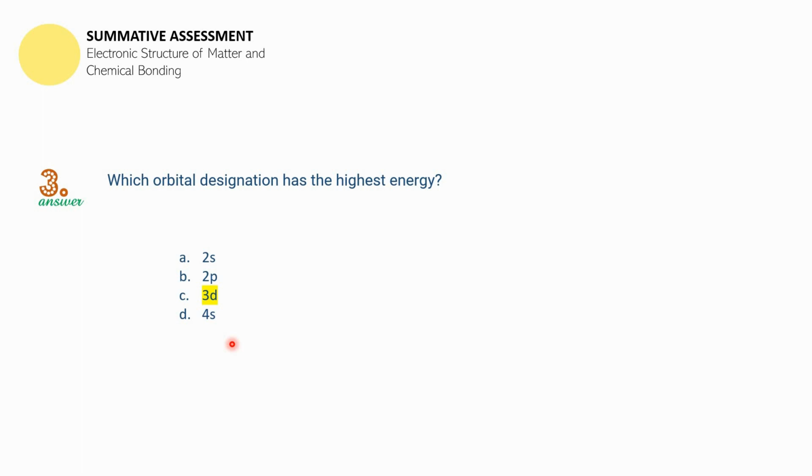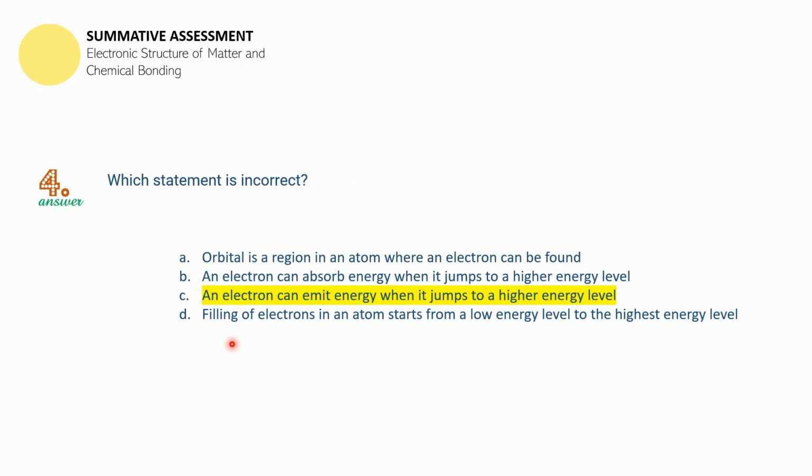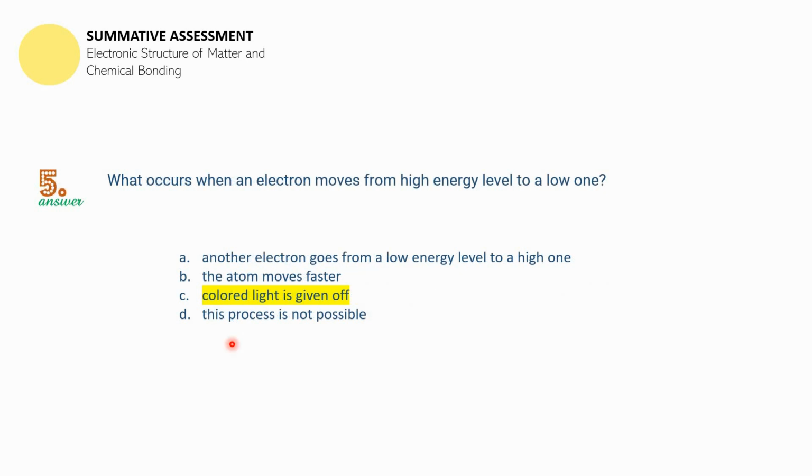The answer to question number 4 is C. An electron can emit energy when it jumps to a higher energy level. Okay, so I know you're quite confused. Remember, when an electron goes to a lower energy level, it emits energy, not the other way around. Okay, the answer to question number 5 is C. Colored light is given off.